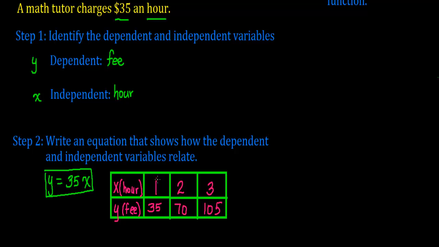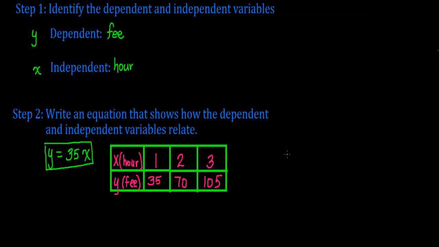How does this help? Well, now it's easier for me to write an equation because now I can see how x and y relate. What is happening to each one of these x's? Well, this x is being multiplied by 35. How about this x value of 2? Well, it's also being multiplied by 35. How about this x value of 3? It's being multiplied by 35.